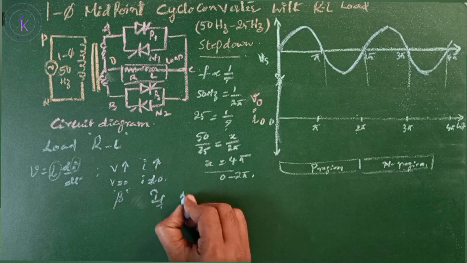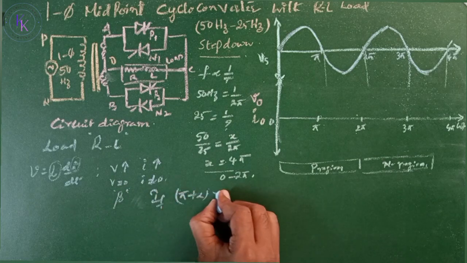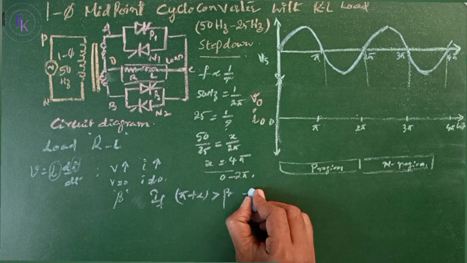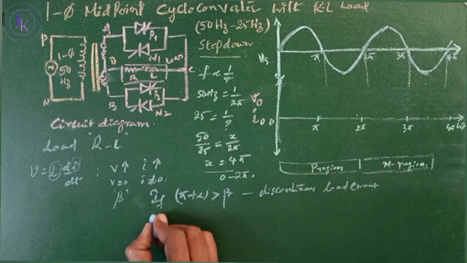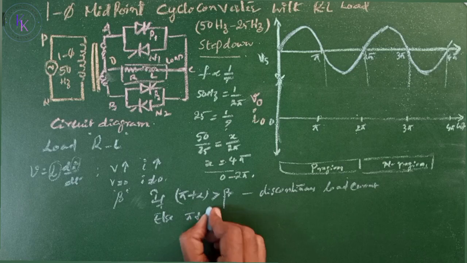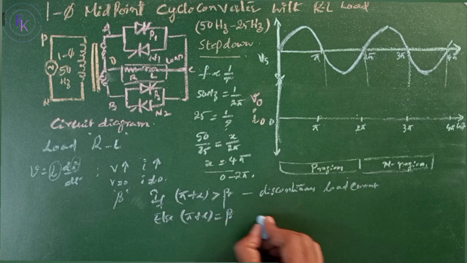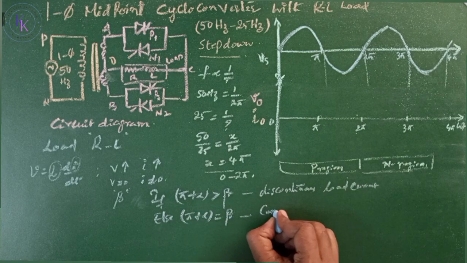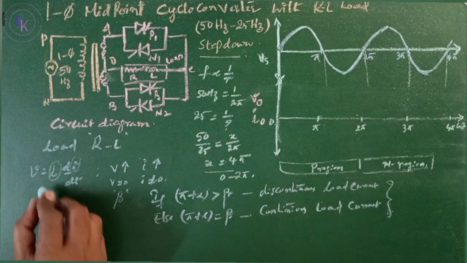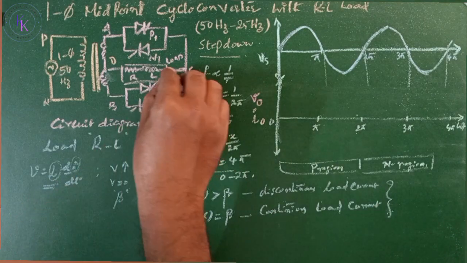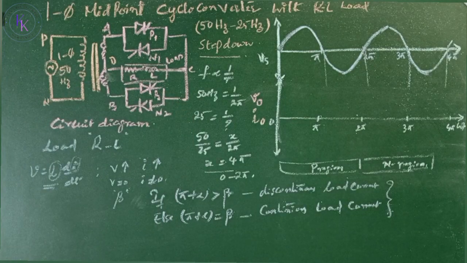If pi plus alpha is more than beta, then it will lead to discontinuous load current. Else, if pi plus alpha equals beta, then we'll get the continuous load current. Two modes of operation due to an inductor involved in the load. First, let us see the discontinuous load current mode.